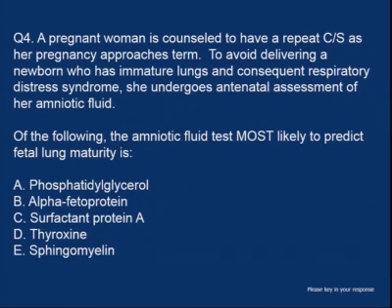So, a pregnant mom is counseled to have a repeat C-section as her pregnancy approaches term, to avoid delivering a newborn who has immature lungs and consequent respiratory distress syndrome. She undergoes antenatal assessment of her amniotic fluid. Of the following, the amniotic fluid test most likely to predict fetal lung maturity is phosphatidylglycerol, alpha-fetoprotein, surfactant protein A, thyroxine, sphingomyelin.